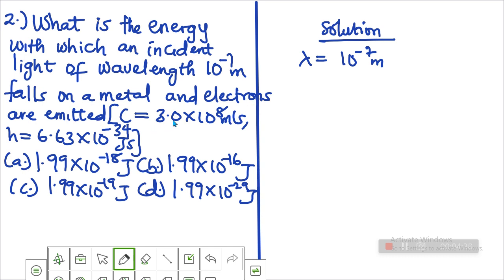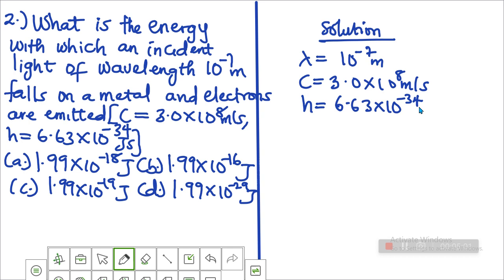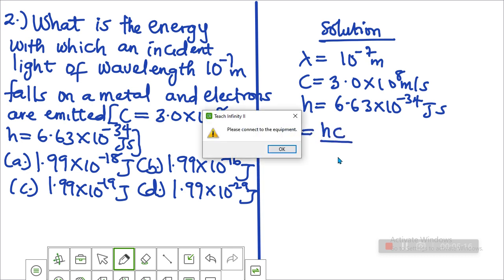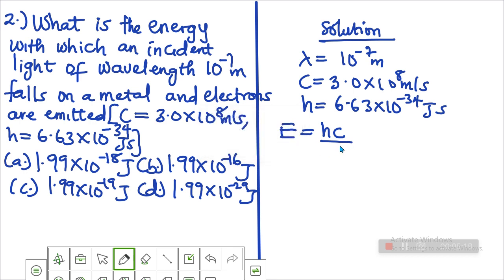They are giving us c. What is the meaning of this c? The c represents the speed of light, 3.0 times 10 raised to power 8 meter per second. They now said h. This h is the Planck's constant, 6.63 times 10 raised to power minus 34 joule seconds. They ask us to find the energy, and the formula for a question like this is E equals hc over lambda.